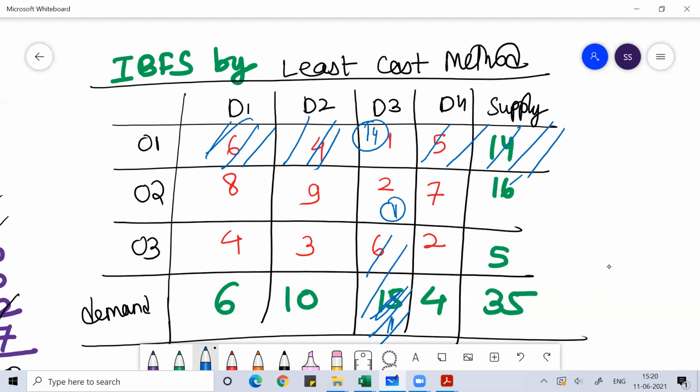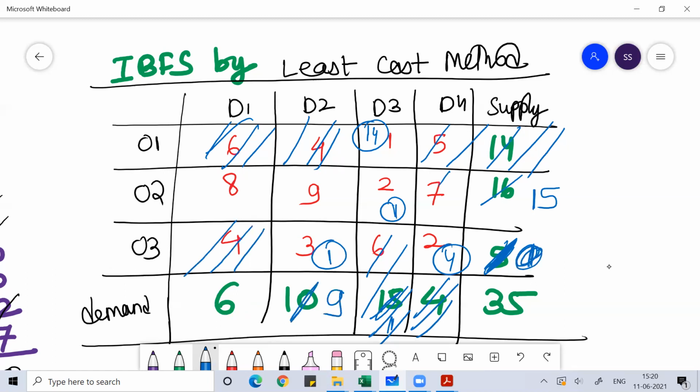Nothing can be put for this. This will be 15. Then after 2 you have one more 2. So I'll put 4 here. The left one is 1. Nothing can be put for this. Then here I'll put 1, and this will be 9.